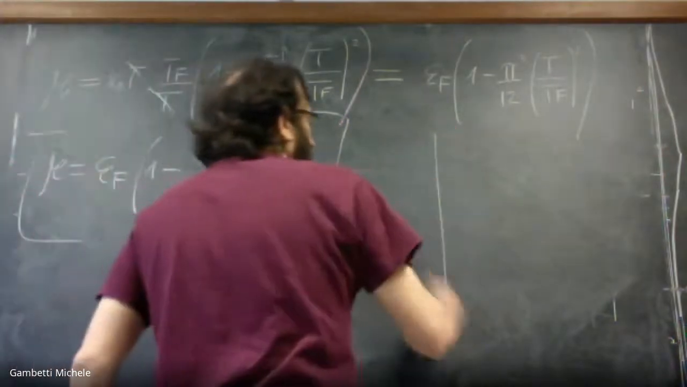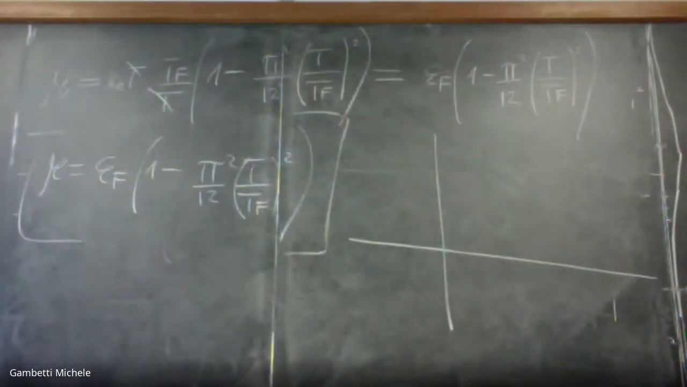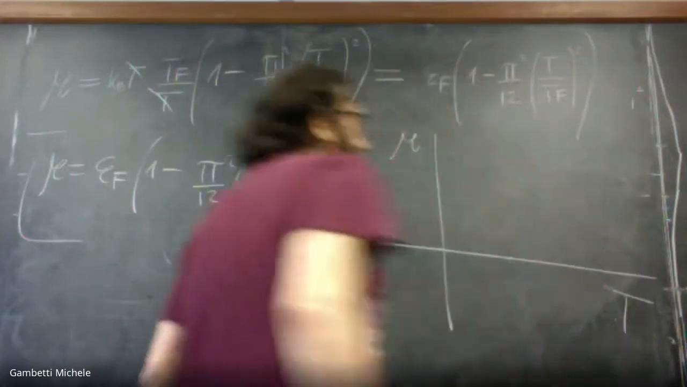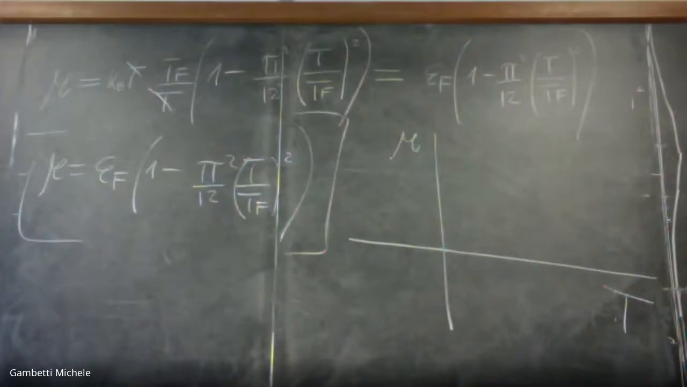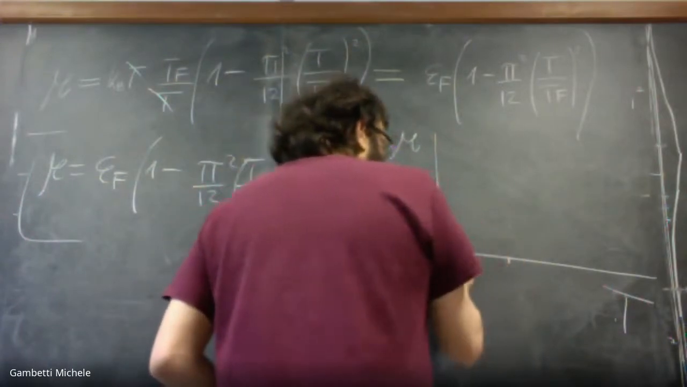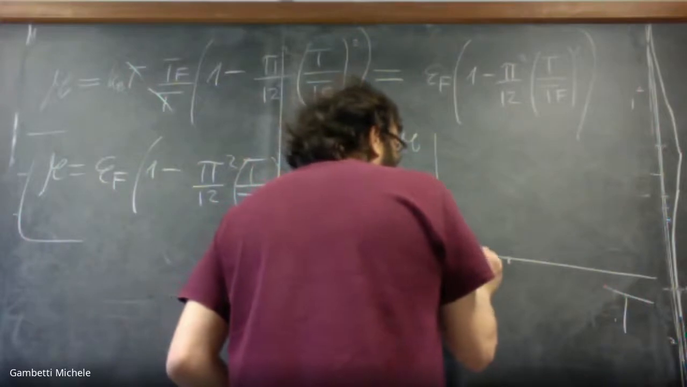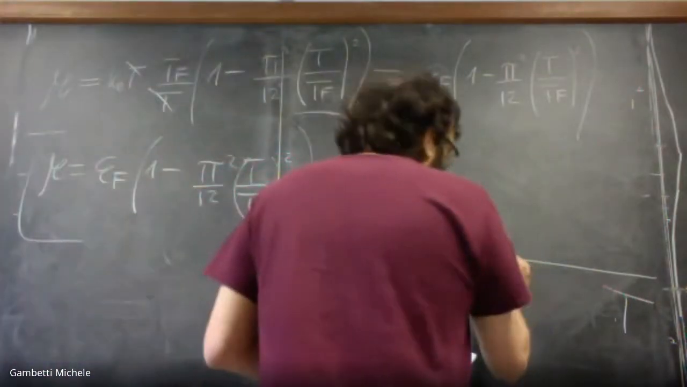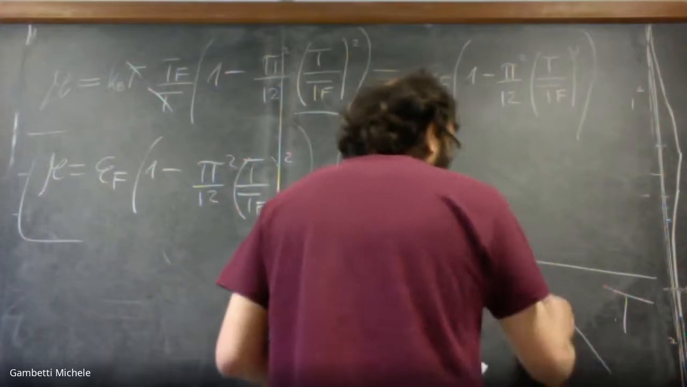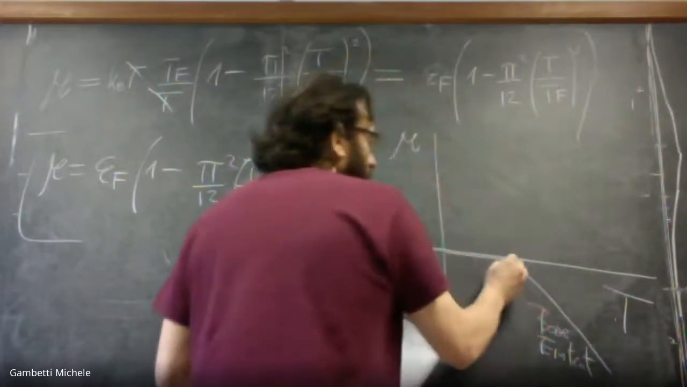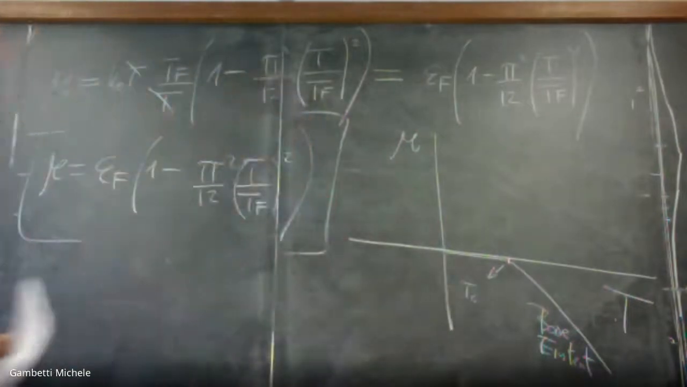But let me first do a plot where I put mu as a function of T. And I can make a comparison between the classical gas and the two quantum gases that we are considering, namely the Fermi gas and the Bose-Einstein gas. Now, in the case of Bose-Einstein, the chemical potential is actually zero below a certain value of T, which is the critical temperature, and then becomes negative. So this is for Bose-Einstein, and this is the critical temperature for the Bose-Einstein condensation.